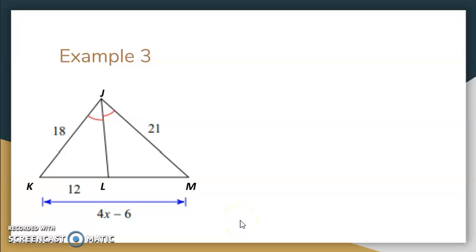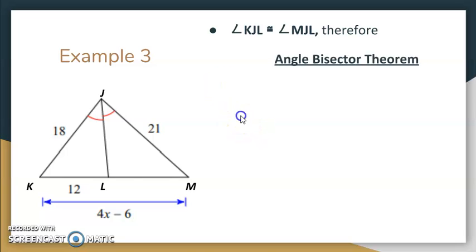A third example, just slightly more difficult with algebra, but not a lot. Go ahead and give this one a try. All right, so knowing this, again, I recognize these are not similar triangles, but I do see that KJL and MJL are both marked as congruent, therefore JL is an angle bisector, and I can use the angle bisector theorem. So in this case, KL over KJ is going to be proportional to ML over MJ. Substituting values in, again, you can see the 12 over the 18.